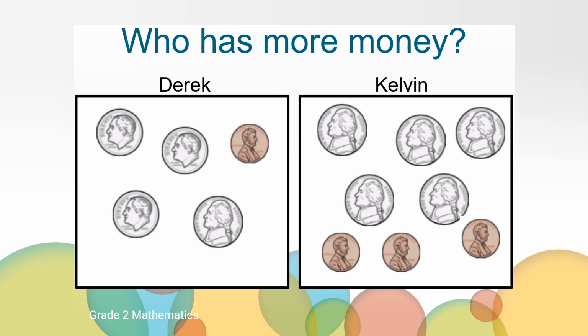To compare the amount of money they had, first I had to count how much money Derek had. He had 36 cents. I wrote that down on my paper so I wouldn't forget. Then I had to count how much money Calvin had. He had 28 cents. Now that I know how much money they each have, I can compare them. Which symbol did you use to compare the amount of money Derek and Calvin have? 36 cents is more than 28 cents, so we need the greater than symbol to show Derek has more money than Calvin.